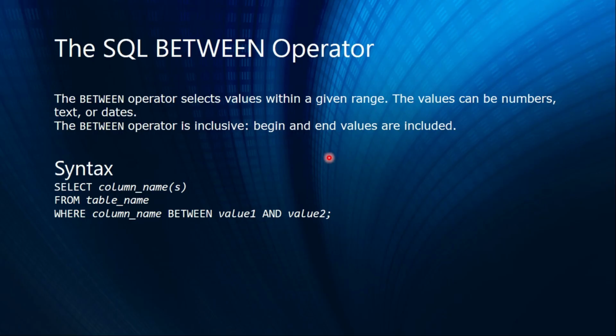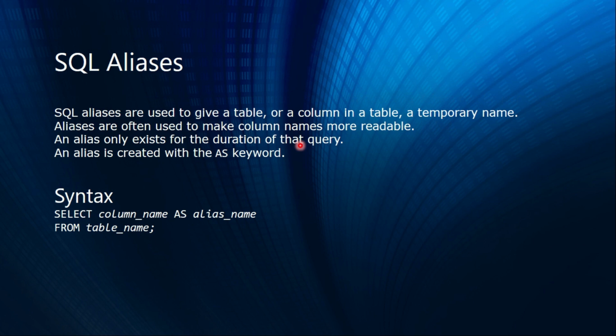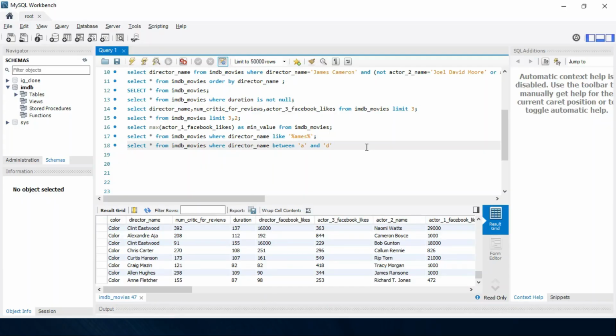The next is alias. Okay, so what are aliases? SQL aliases are used to give a table or a column in a table a temporary name. Okay, and aliases are often used to make column names more readable. Okay, and an alias only exists for the duration of that query, and it is created with the AS keyword. Okay, so the syntax goes like this: select column name as alias name from table name. That's it. So whatever column name you are selecting, you can select it as an alias.